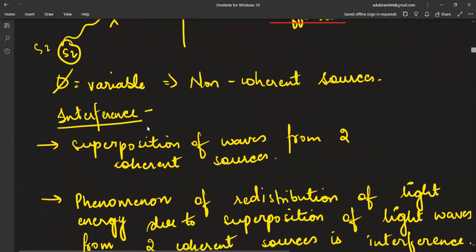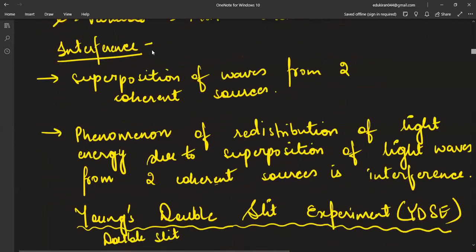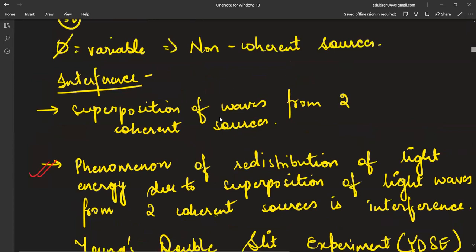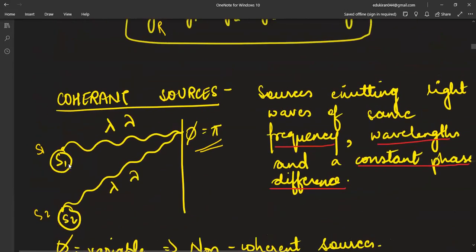All right. Now, what was interference? The interference definition wasn't written yesterday. Interference is the phenomenon of redistribution of light energy due to superposition of light waves from two coherent sources. The second definition you will be writing in your exam, because this is a better definition. But what you have to remember is that if two sources are coherent and the waves get superimposed, this is called interference, which we started yesterday.